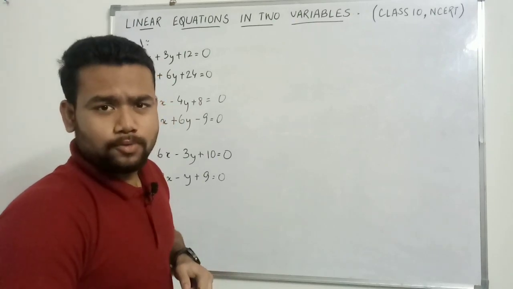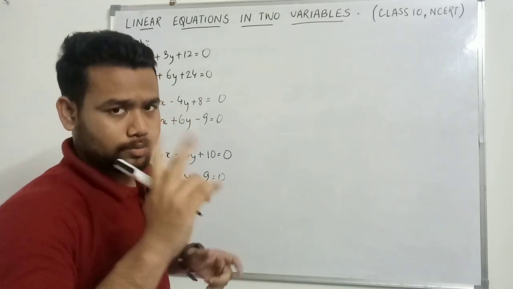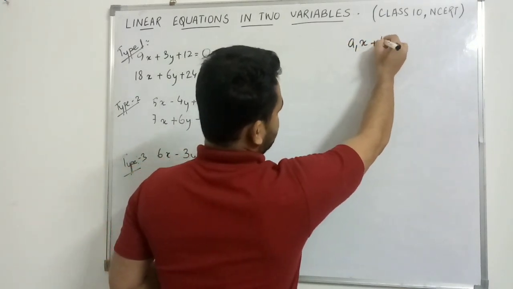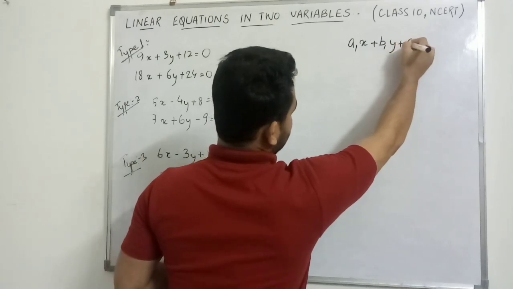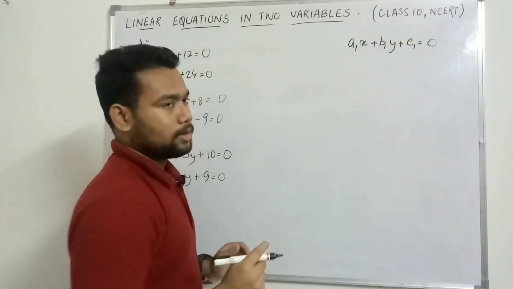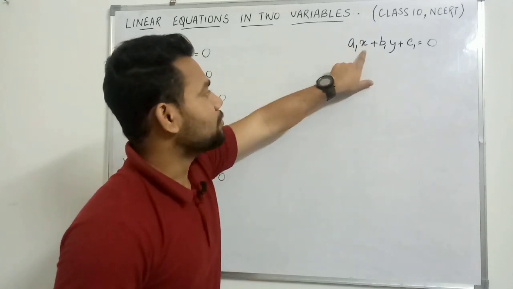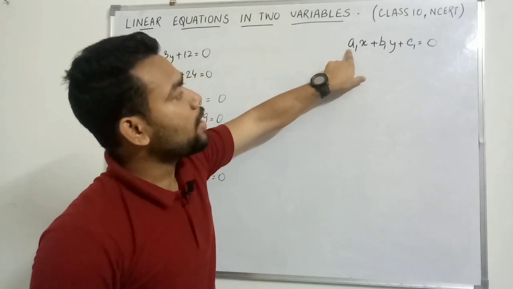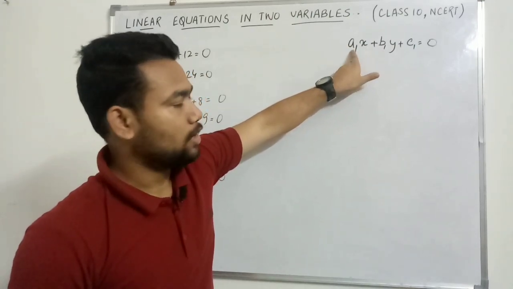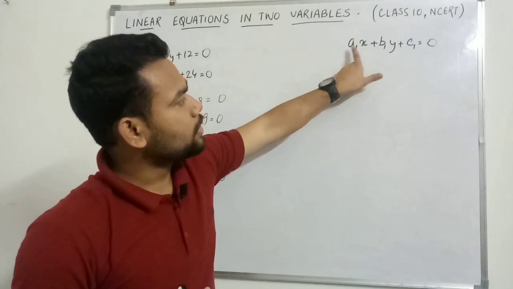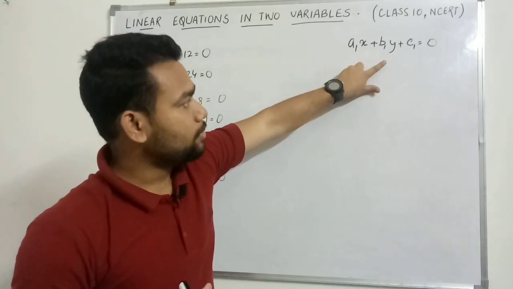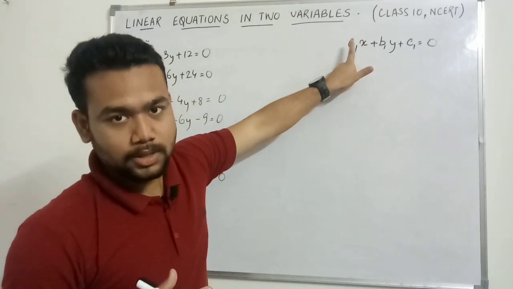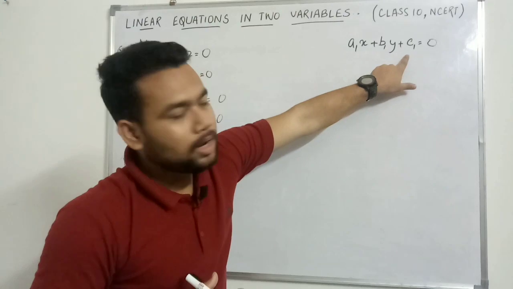Let's write a general form of a linear equation in two variables. Let a1x plus b1y plus c1 equal to 0. An equation in two variables means it must consist of two variables. x and y are the two variables, and a1 and b1 are their coefficients. Numbers placed before variables are known as coefficients, and this is the constant.